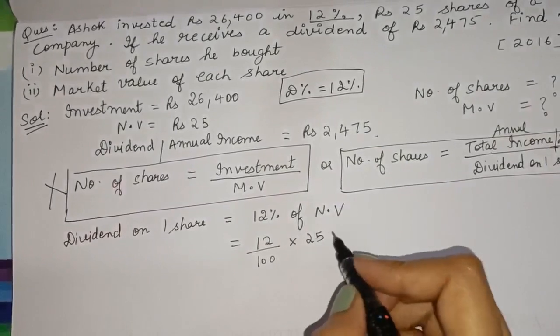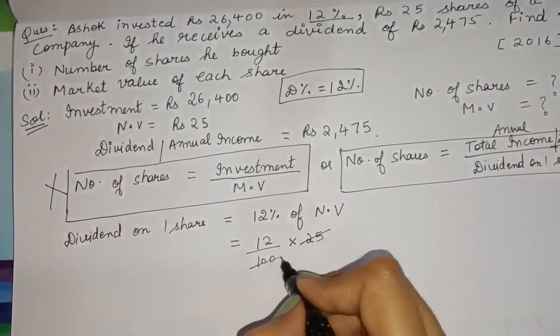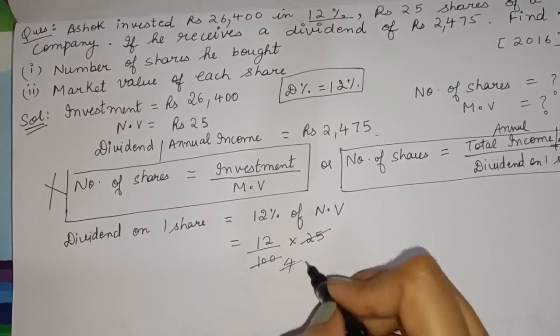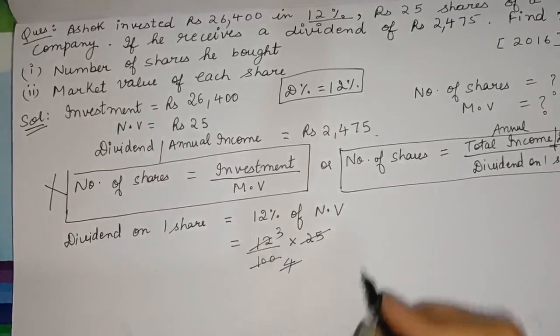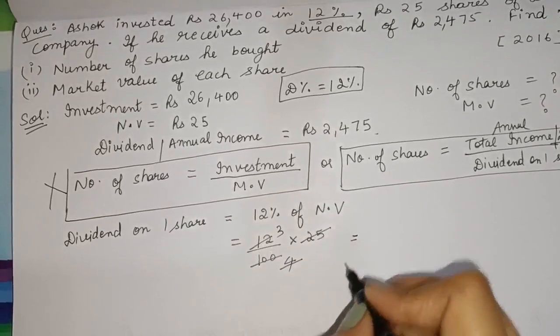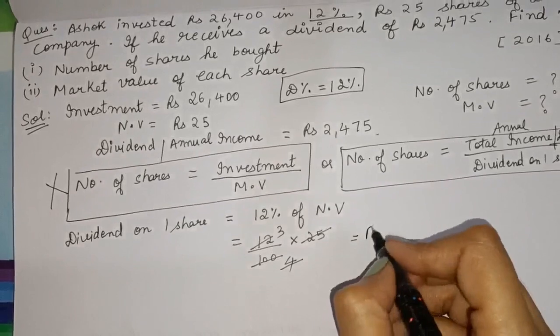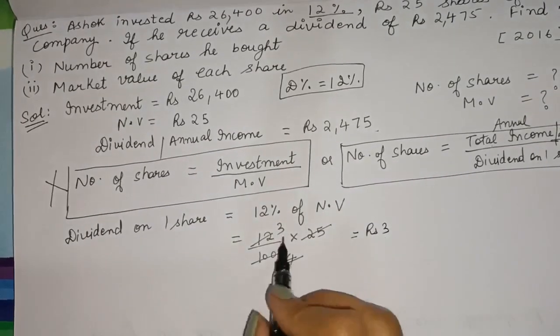So we can solve this one. 25 into 4 is 100, 4 into 1 and 4 into 3 is 12. So dividend on one share is equal to rupees 3.